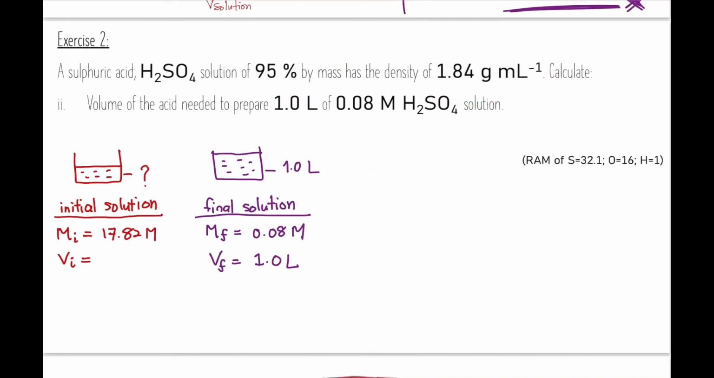We are still in exercise number 2, but for the next question, the question asks you to calculate the volume of the acid needed to prepare 1 liter of 0.08 molar H2SO4 solution. These are the new solution or the final solution. So the question asks you to find out how much of the volume of the initial solution, or the stock acid, is needed to produce the new solution.